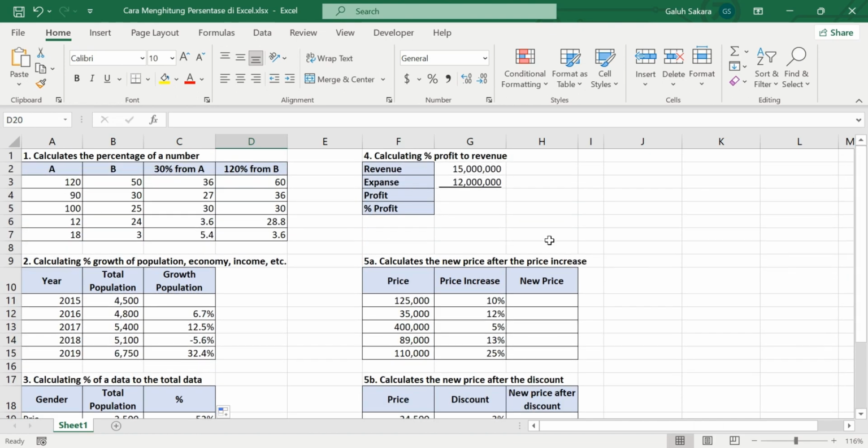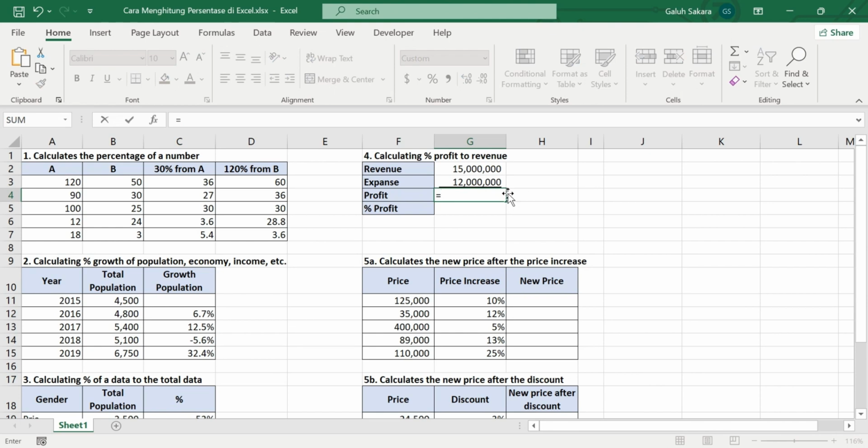Okay, let's move to the fourth data, calculating percentage profit to revenue. We have revenue of 15 million. It's in currency, I think. And then expense is 12 million. We need to know the profit. The profit should be the revenue minus expense. Okay, expenditure, I think, and the profit should be 3 million because the revenue minus expenditures. And how to count the percentage of profit?